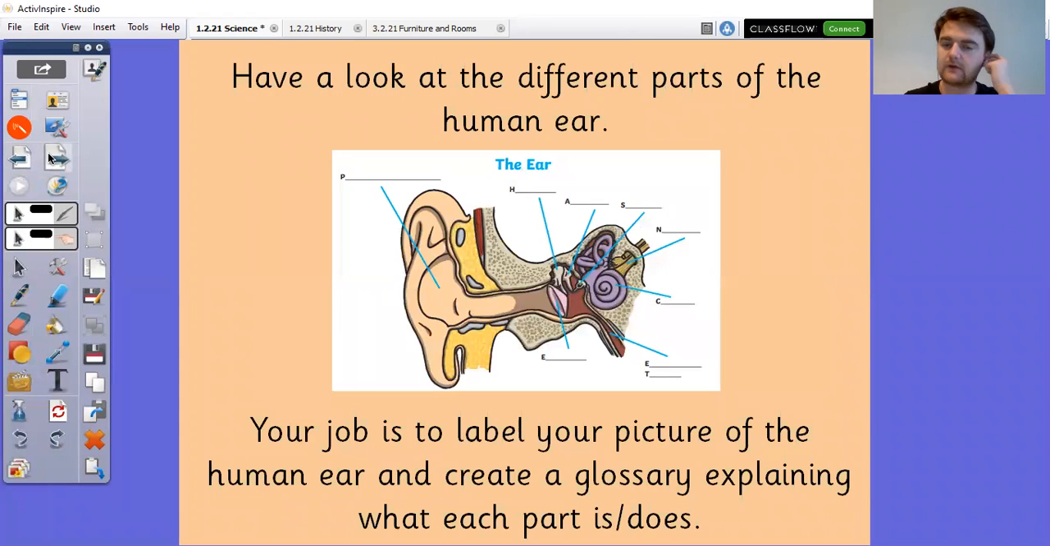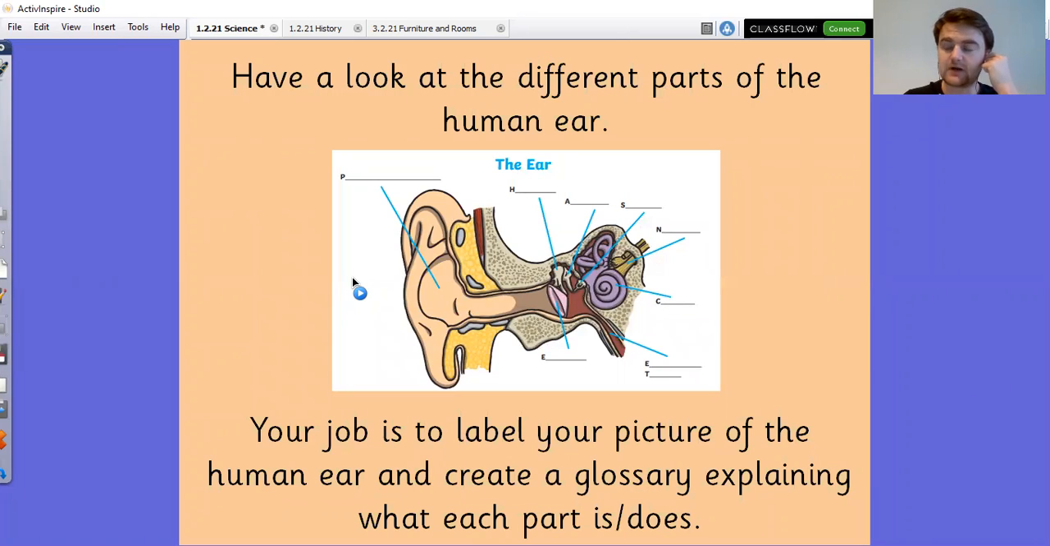So what we're going to do today is have a look at something that goes through what the different parts of the ear are and what their jobs are, and then your job is going to be in 2 parts. The first one is you've got this exact diagram of an ear on a PowerPoint slide. Your job there is to drag the labels to the correct position on the slide so that they are all referring to the correct place. And secondly, can you write a glossary explaining what each part is or what it does? You can use the information from this video for that.